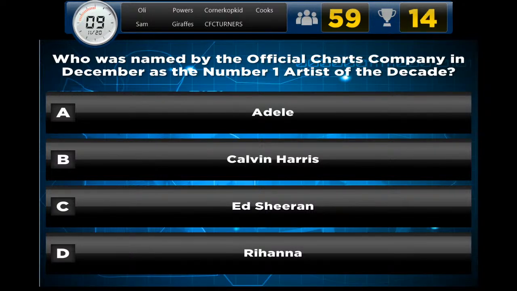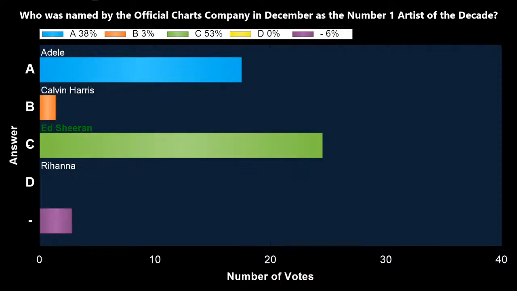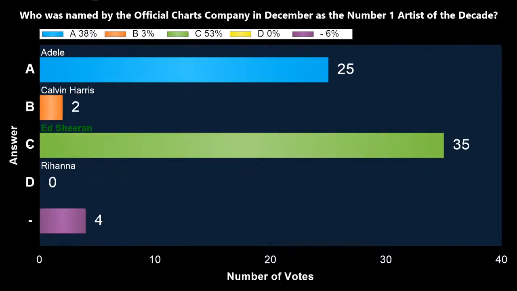Ten seconds left, so quickly get in your answer. And the answer is Ed Sheeran. So how many went for Ed Sheeran? Most popular answer, 35. Adele, the choice of 25 of you. Calvin Harris for 2, none going for Rihanna.